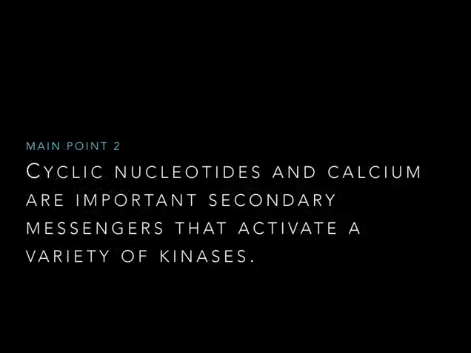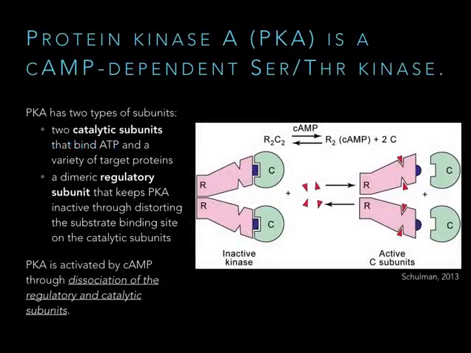Okay, so cyclic AMP and that calcium that we just discussed, those are important secondary messengers, and they're going to activate a variety of different kinases. Now, a kinase is just a protein that's going to phosphorylate its targets, and more on this in the next main point. There are a few different kinases that come up time and time again. Protein kinase A is a very common intracellular kinase. The activity of protein kinase A is determined by the level of cyclic AMP. So protein kinase A has really two subunits, two types anyway.